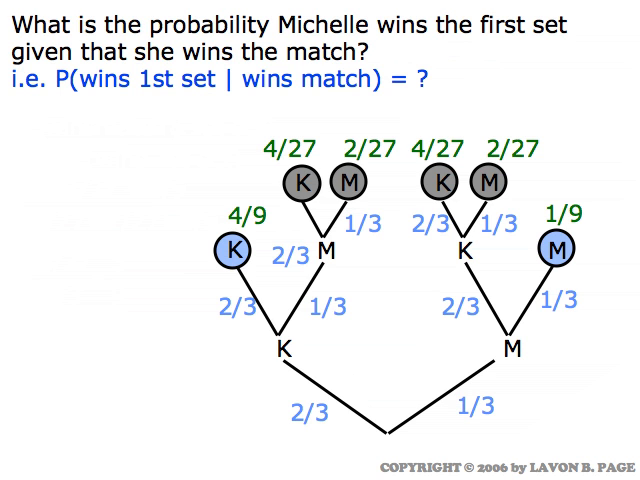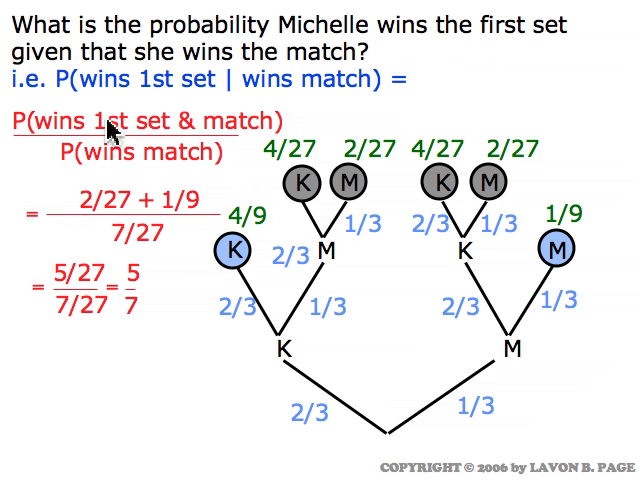Now let's turn things around and see what's the probability Michelle wins the first set based on the information that she wins the match. So we're just reversing the situation now. What's the probability that she wins the first set if we know that she wins the match? Again, the definition of conditional probability says that conditional probability will be simply the probability that both things happen divided by the probability of the given information, which is in this case, that she wins the match.